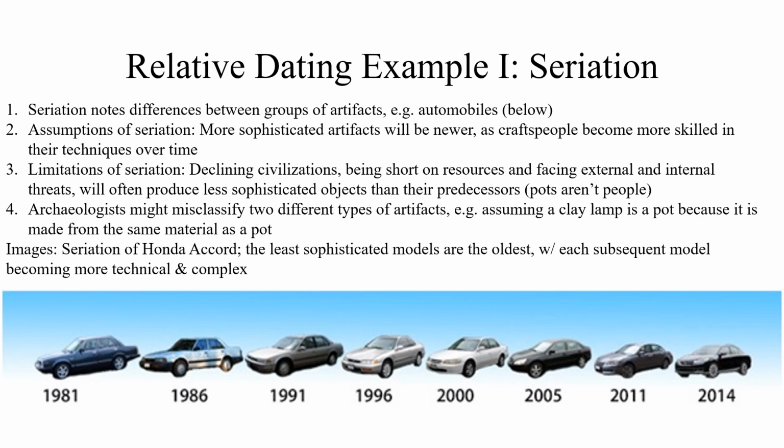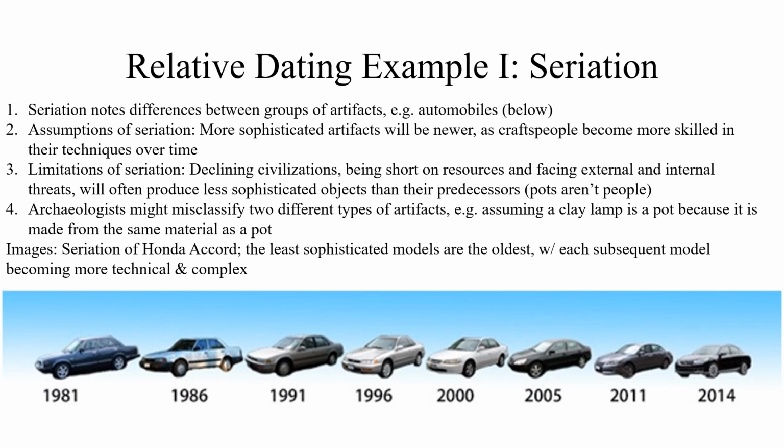Other limitations are archaeologists simply might misclassify artifacts. They might take two different types of artifacts and assume that they are the same thing. They might assume, for example, that a clay oil lamp is actually a pot because it's made from the same material as a pot. They're both made from clay, even though an oil lamp and a pot are used for very different things. An oil lamp is used for lighting, and a pot is used for storage.